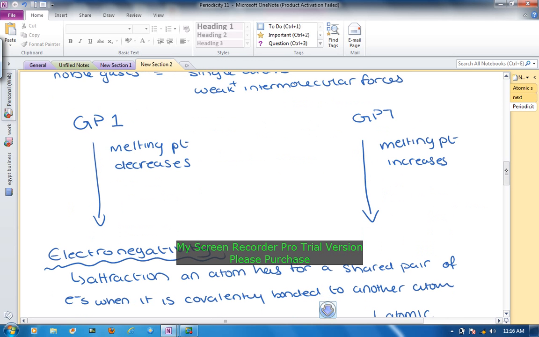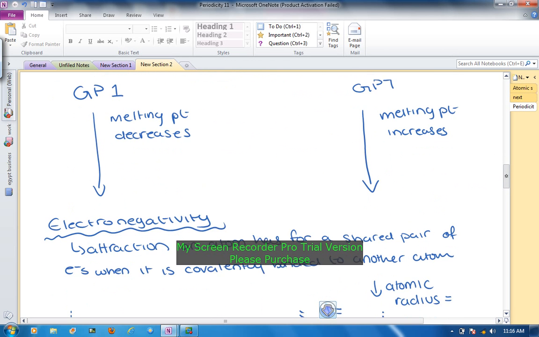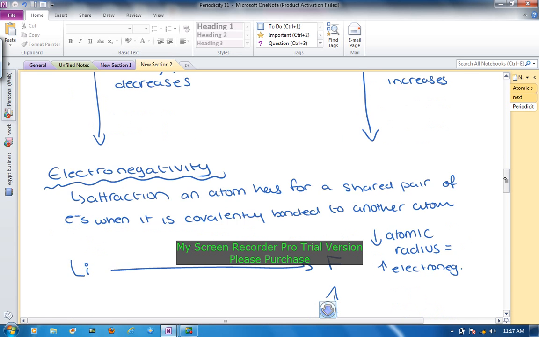Okay. There is also a trend in melting points within groups. As you go down group 1, the melting point decreases because as the atoms become larger, the strength of the metallic bond decreases. However, down group 7, the melting point increases because as the atoms become larger, the van der Waals forces increase.